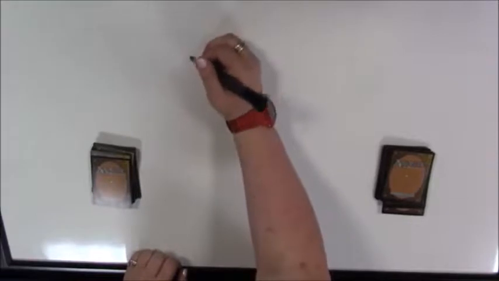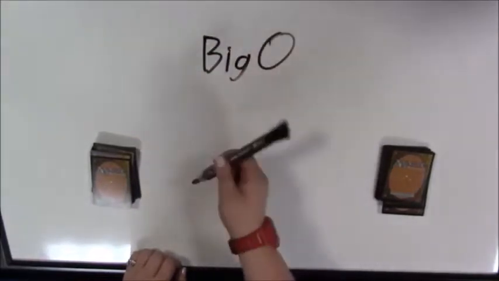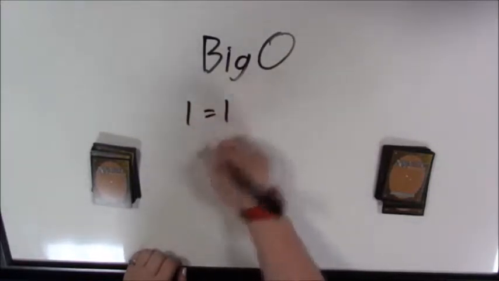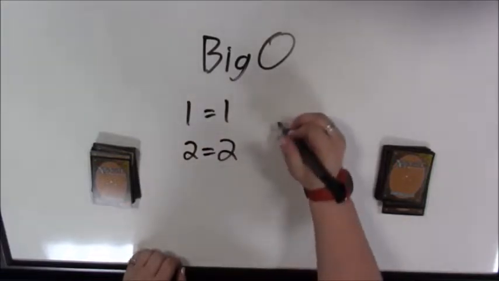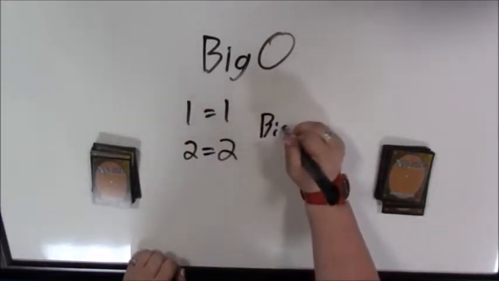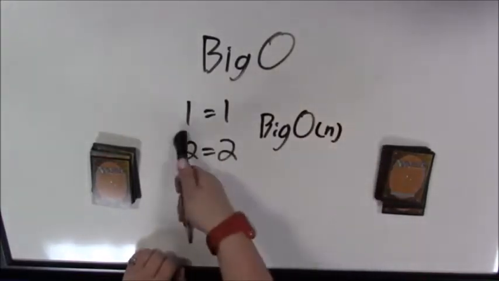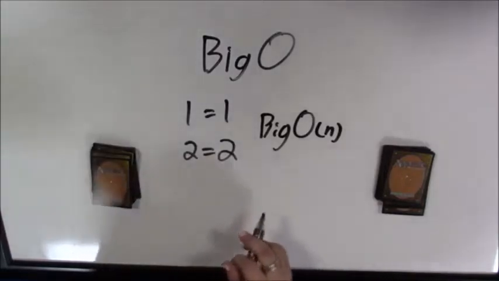Basically, it's an algebra equation where the O is the amount of steps it takes a function to get the input. So if your input is always equal to your output, it's linear, which is a big O of N. You put 1 in, you get 1 out. You put N in, you get N out.